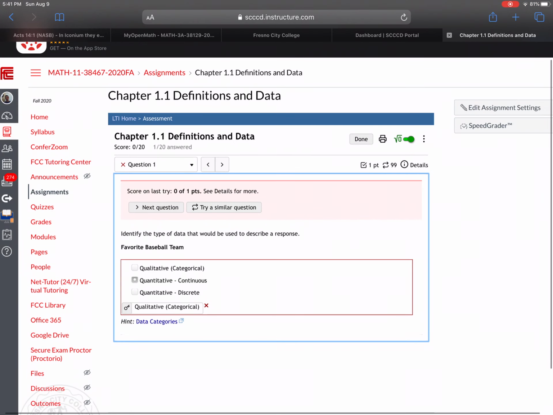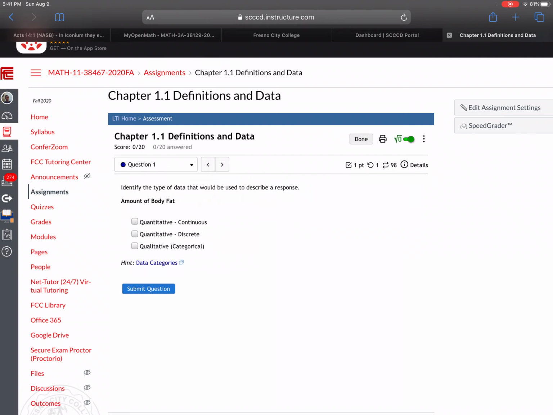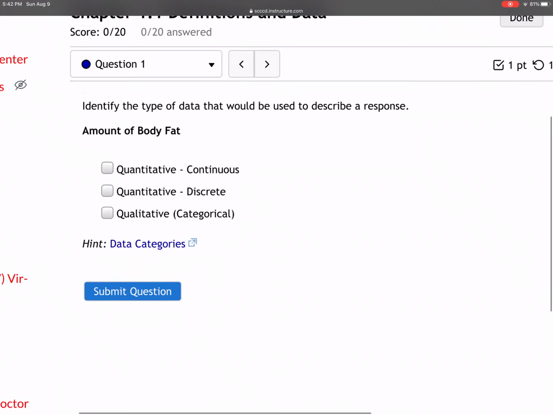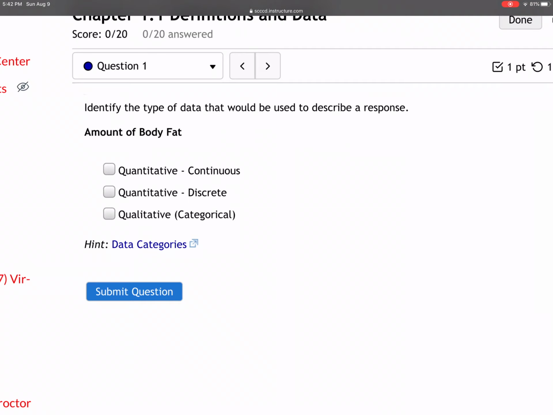Now you're not out of luck, though. You have infinite tries. You can go, okay, try similar. Boom. It changes the question: amount of body fat. Now, amount of body fat, that's a number, right? 3 grams, 7 grams, whatever. Is it discrete or continuous? See those two options? Well, you can watch the video lecture.